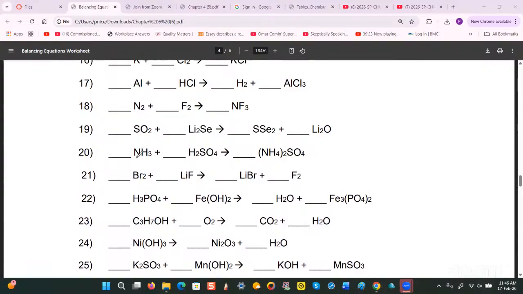Because you have 2 nitrogens here, 1 here, so I'll put a 2 here. And 2 times 3 is 6 plus 2, 8 hydrogen, 2, 4, 8 hydrogen. 1 sulfur, 1 sulfur, 4 oxygen, 4 oxygen, so.